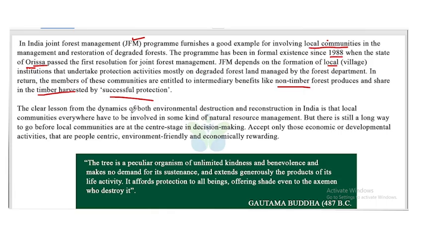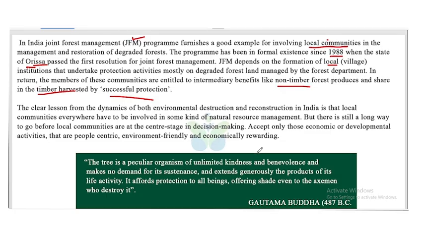Now, the clear lesson from the dynamics of both environmental destruction and reconstruction in India is that local communities everywhere have to be involved in some kind of natural resources management. But there is still a long way to go before local communities are at center stage in decision making. Accept only those economic or developmental activities that are people centric, environment friendly, and economically rewarding. So that's about this chapter.